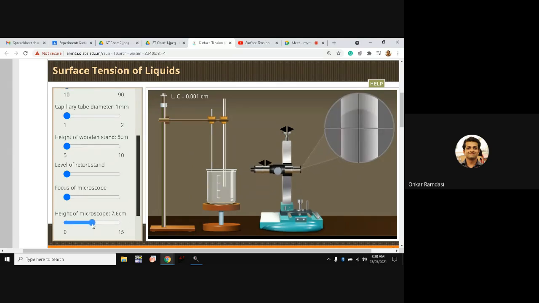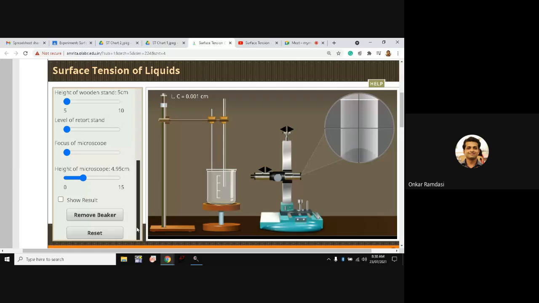This we need to check, okay? Then show result, obviously it will give the value as 0.074 Newton per meter, or in CGS, you know the conversion factor. Anyone? Conversion factor of Newton to dyne. 1 Newton equals how much dyne? 10 raised to 5 dynes. Okay, if we substitute in that equation, we will get this reading 0.074 as 74 dynes per centimeter.